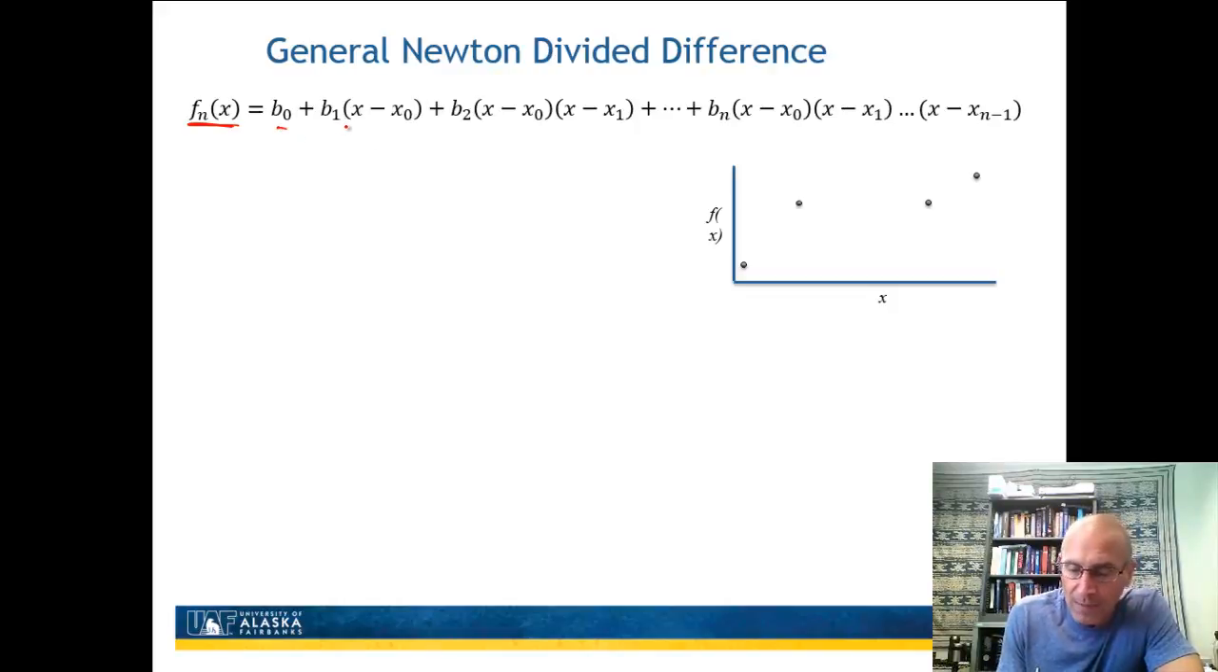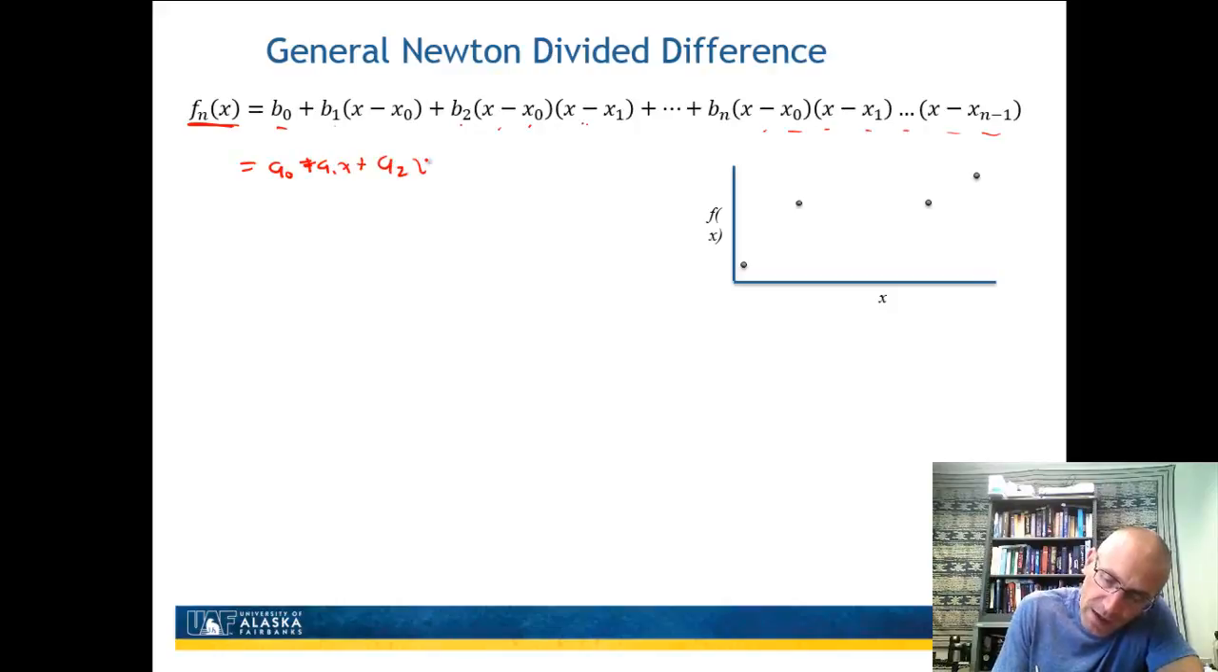I have b naught, and then b1 times (x minus x naught), and then b2 times (x minus x0)(x minus x1) multiplied. And as I get really high orders, I have more and more terms. Now, clearly this has the same general function or similar value as a naught plus a1x plus a2x squared, etc. If I was to multiply this out, I could determine what my relationships are between b naught and a naught. They're just going to be constant values.